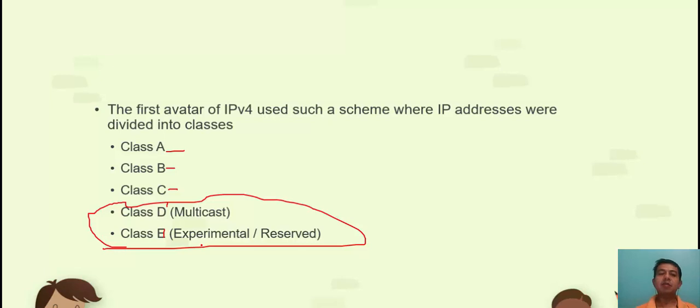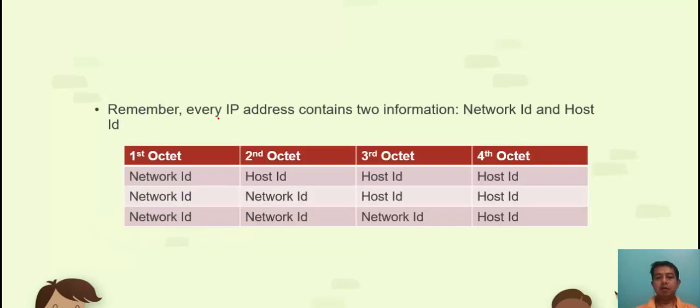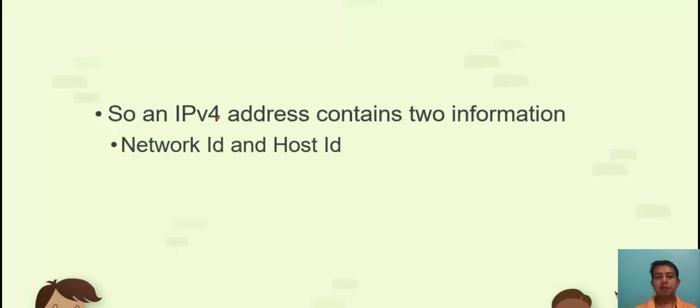So we'll now discuss these three different classes. Remember, this was the first scheme or first version of IPv4. Later on, this class notation was removed from the IPv4 addressing scheme. But we should know these three classes because this is how the IPv4 addressing scheme initially started. The first, class A, IPv4 addresses were intended for large organizations with many computers. Let's go back to the example which we have seen and see.